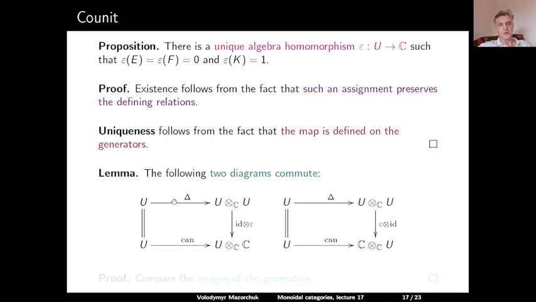And the claim is that the following two diagrams commute. If you start from U, we use a comultiplication, and then we go to U tensor U, and then we use the epsilon on the second component, we get to U tensor C, and then we have the canonical isomorphism to U. So this diagram commutes, and similarly for applying epsilon to the first component. And again, to prove these diagrams, we just need to compare the images of both maps in the diagrams on the generators. This is a straightforward exercise.